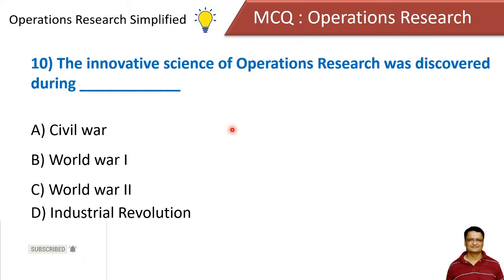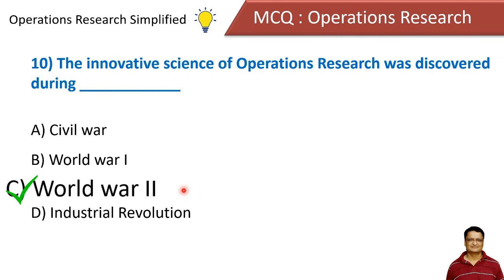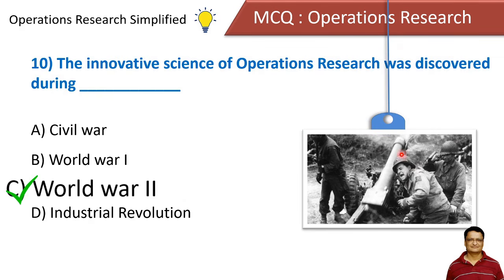The innovative science of operation research was discovered during Civil War, World War I, World War II, or Industrial Revolution. And the correct answer is World War II. In World War II, operation research was invented for the allocation of resources with minimum cost, that is, it was used for optimizing the allocation of scarce resources.